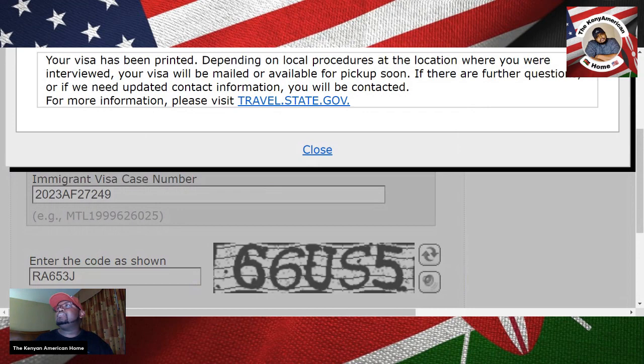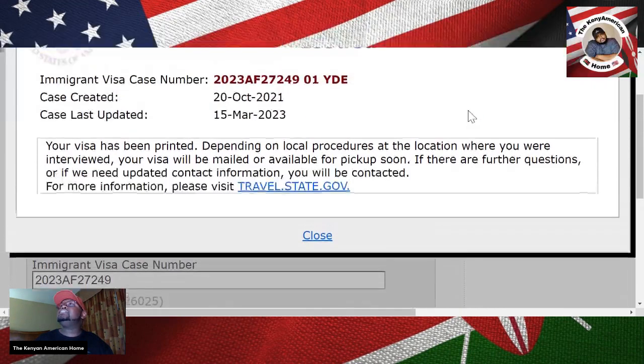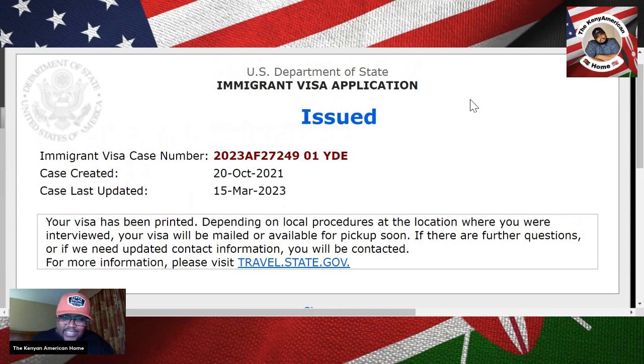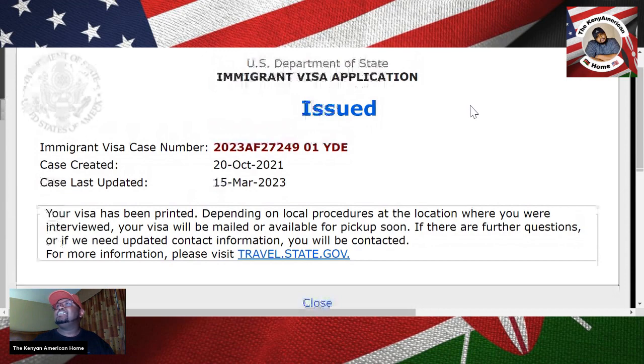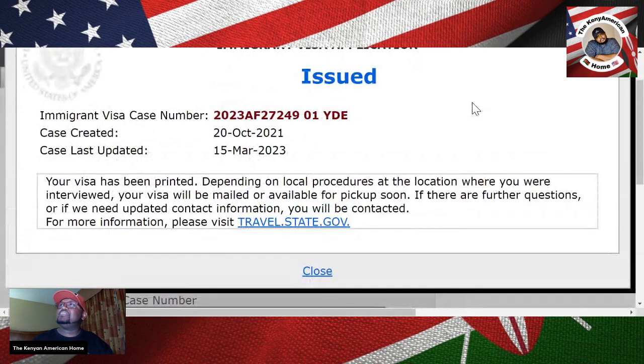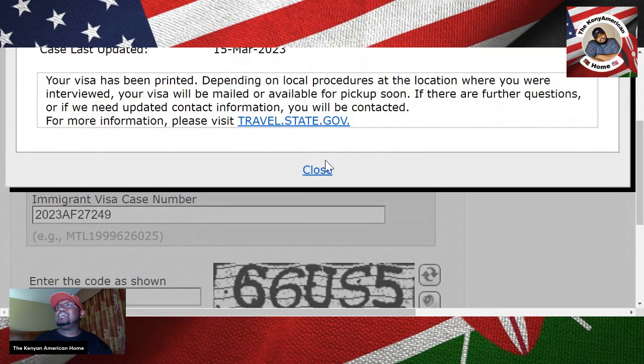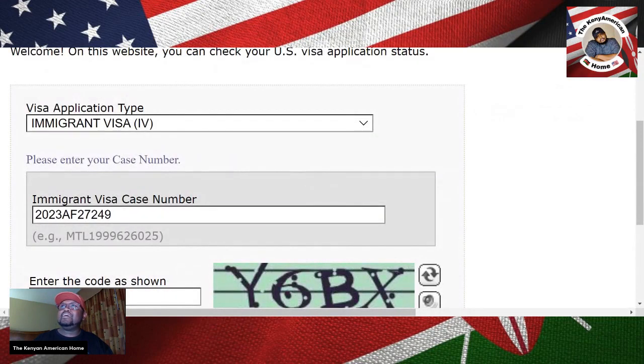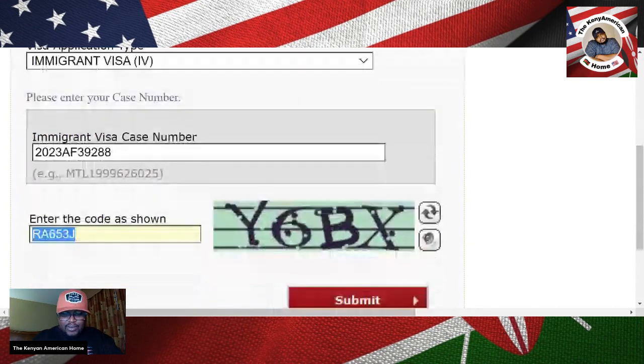All right. Where is this other good news from? This good news is from Yaoundé, Cameroon. This case number is 27249. They got their visa to come to the United States of America. Welcome to America. In Swahili, they say Karibu. Karibu America. Hakuna Matata.